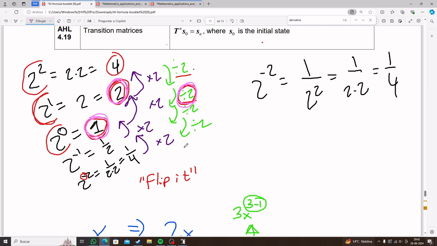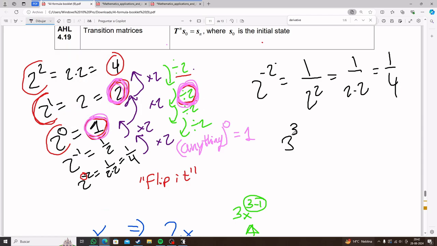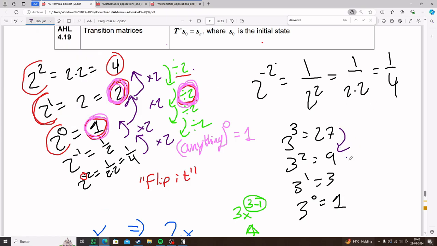That is why anything to the power of 0 has to equal 1, because eventually you will do itself divided by itself, and itself divided by itself has to equal 1. This is a pattern that happens everywhere. 3 cubed is 27, 3 squared is 9, 3 to the power of 1 is 3, and eventually you face the same problem or the same pattern, ¿cierto? Here you divide by 3, here you divide by 3, 3 divided by 3 equals 1.